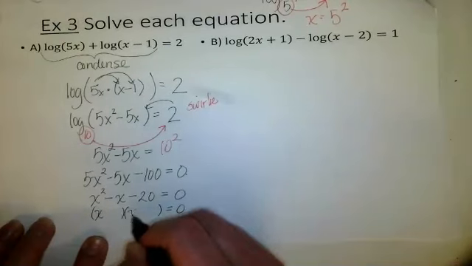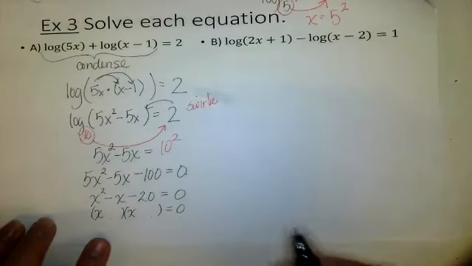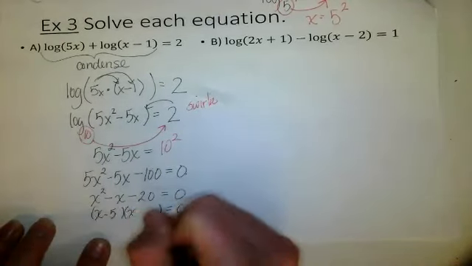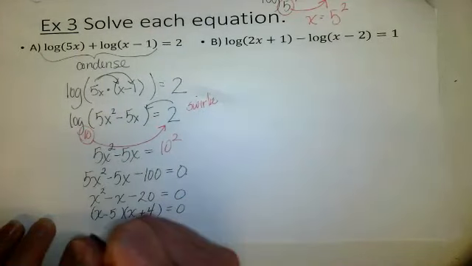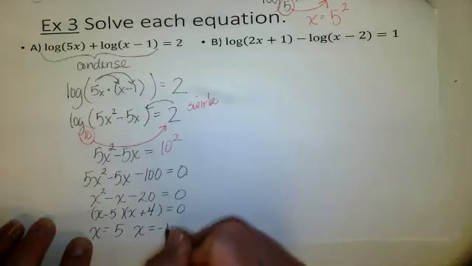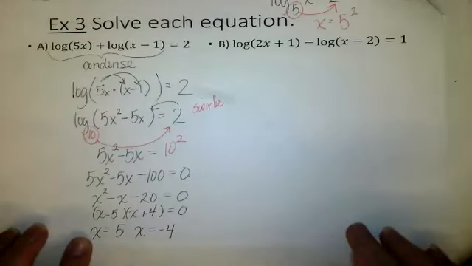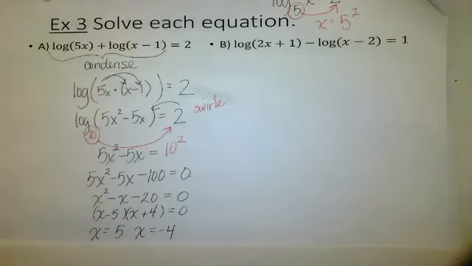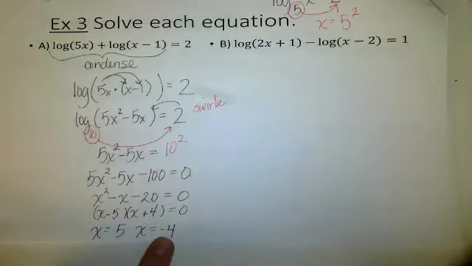So x times x is x squared. What times what is negative 20? x minus 5, x plus 4. Good. Negative 5, positive 4, which means x equals 5 or negative 4. Interesting. One of these does not work. Negative 4. Why does negative 4 not work? What, the x can't be negative?